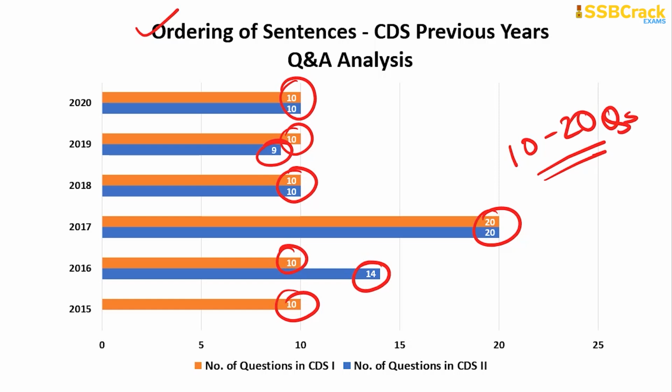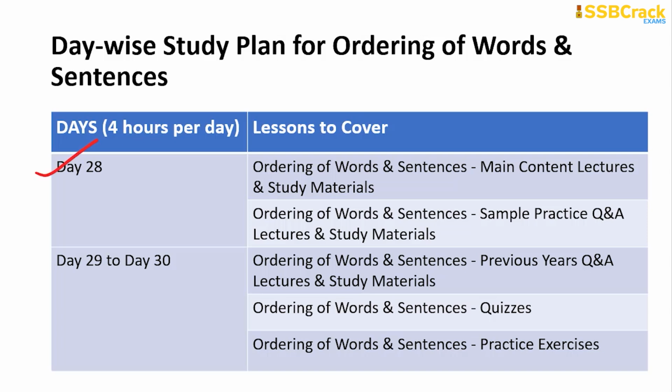All right, so for both these topics, you need day 28, 4 hours per day, to cover the main content lectures and the sample practice Q&A lectures and their study materials for both ordering of words and ordering of sentences. And from day 29 to day 30, you need to complete the previous year's Q&A lectures and their study materials, quizzes and practice exercises of both these topics.